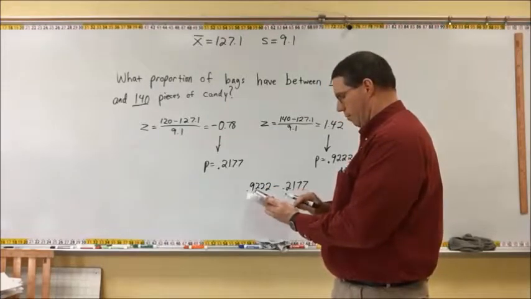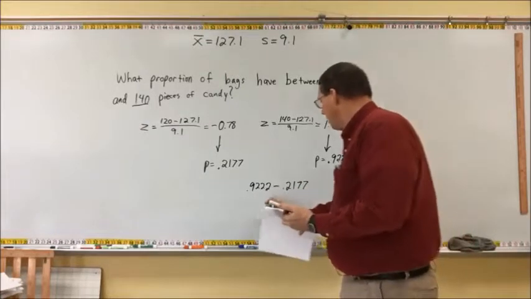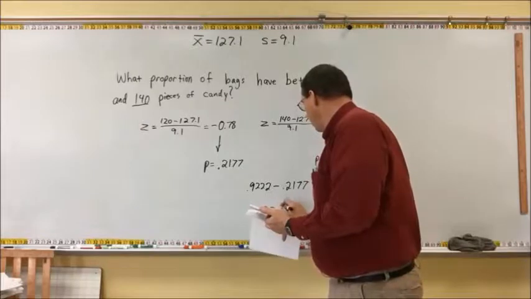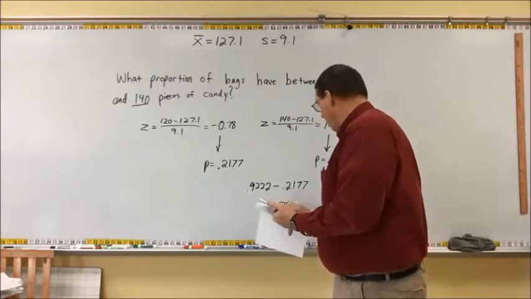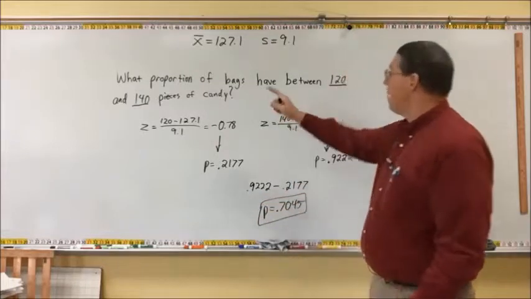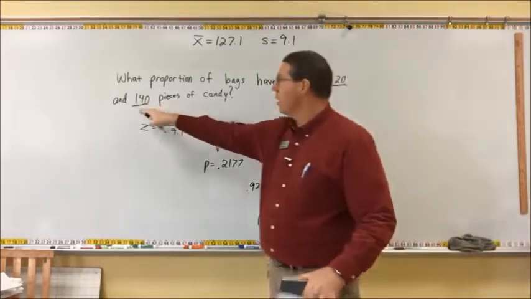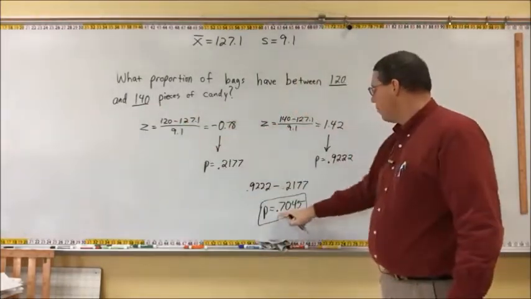0.9222 minus 0.2177, and that gives me a p-value of 0.7045. So the proportion of bags that have between 120 pieces of candy and 140 pieces of candy is 0.7045.